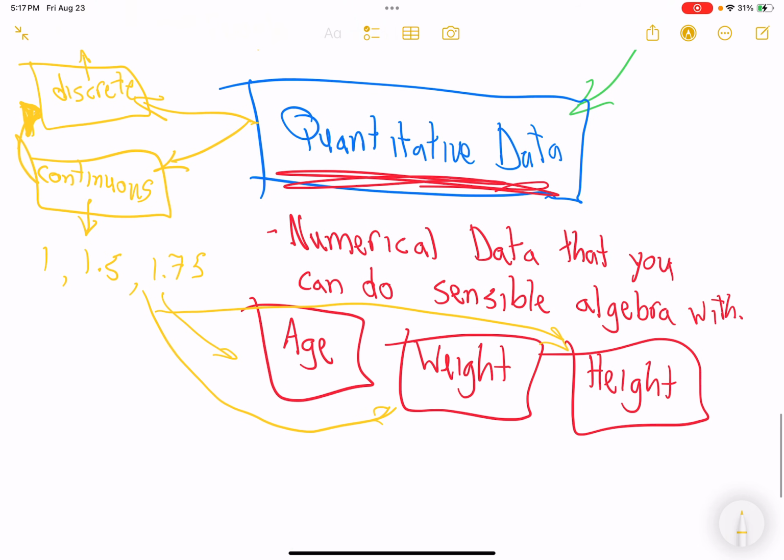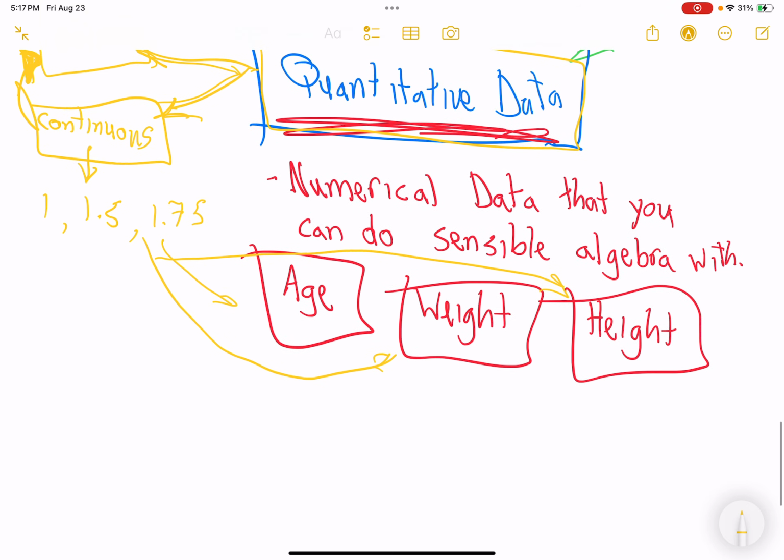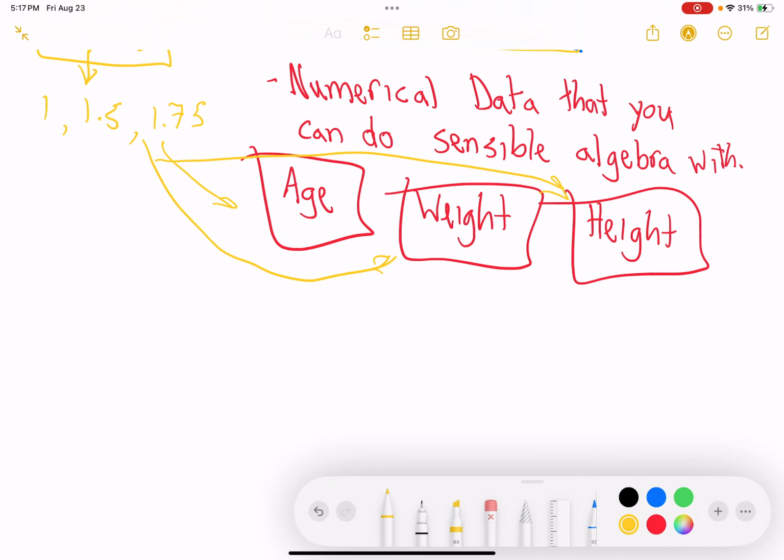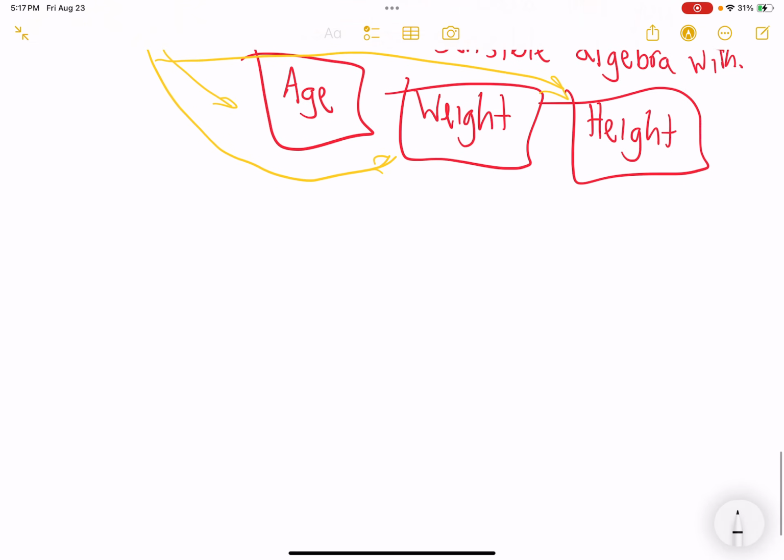Well, to get our heads back in quantitative data land, we're talking about quantitative data, all numbers, numbers that you can do algebra with, and like I said, there are discrete ones and continuous ones. Now let's take a look at the kinds of graphs that we do with quantitative data. This is super important for your upcoming mini quiz.